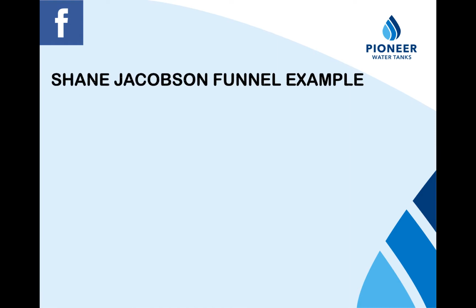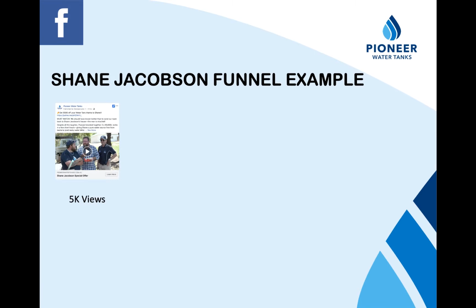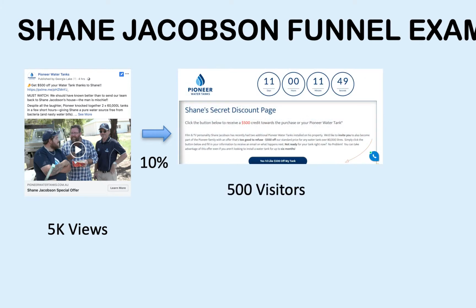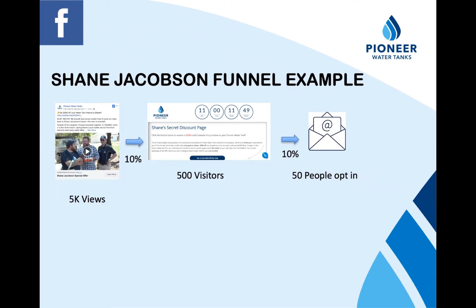To give you a little better perspective on how this could work, I've broken it down again with some hypothetical numbers. Let's say we had 5,000 people view that particular ad. Of those 5,000, only 10% clicked the link and came across to the first page. So now we've got 500 people that check out our discount page and ask, am I interested in getting a discount? Let's say only 10% of those people are. So 500 people visit the page, 10% say yep, I'm interested, and 50 people now give us their email address by opting in.